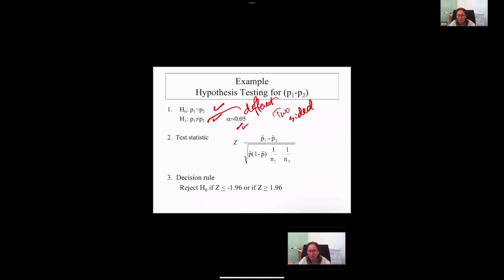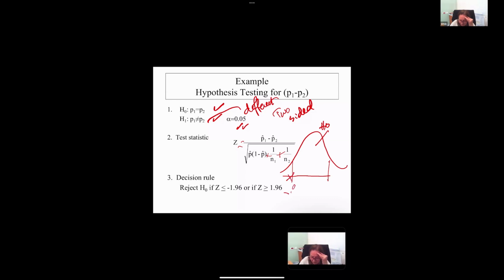Remember, always we state what's my alpha, because I need a critical value under the normal curve. And then my variable would be plus 1 over n1 plus 1 over n2. So this is my Z statistic, and the decision rule will be on the Z. This is H0. My decision rule is alpha 0.05.